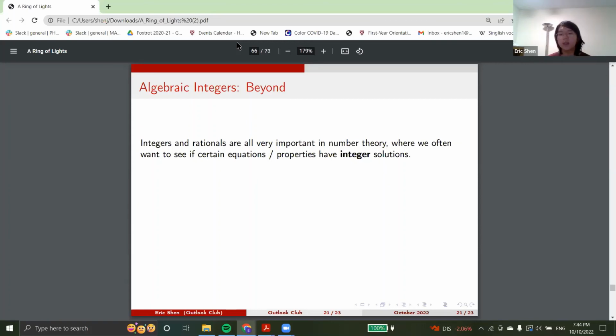And especially in the field of Diophantine equations, we want to see if certain equations have integer solutions. What's the most famous example? That would probably be Fermat's last theorem, where we want to see if x to the p plus y to the p is equal to z to the p has a solution in x, y, and z, not all equal to 0, for a prime p that's greater than 2.